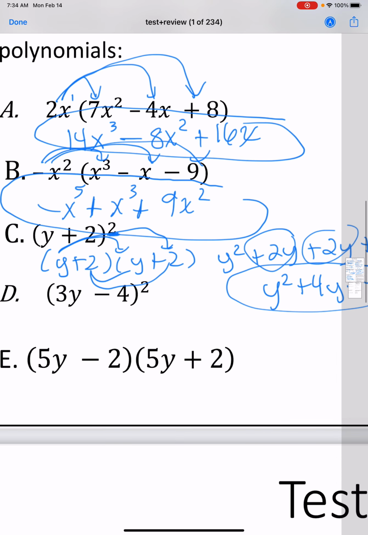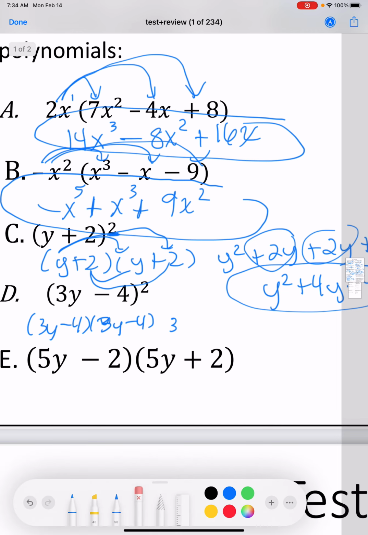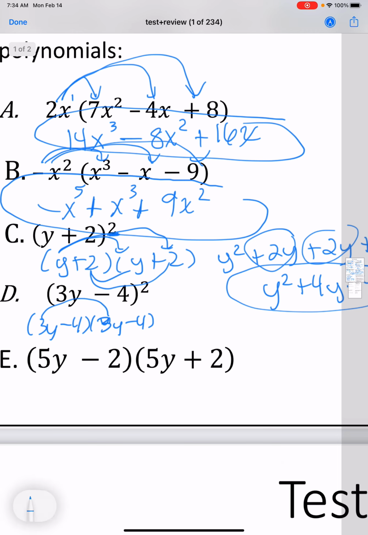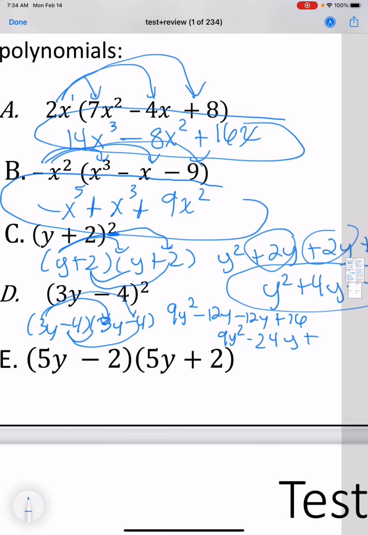Same kind of special case over here. We multiply using the FOIL method, which would be 9y squared minus 12y minus 12y again, and then plus 16. And overall, we have this left over. And then the final one is just another FOIL method, and we see what we end up with.